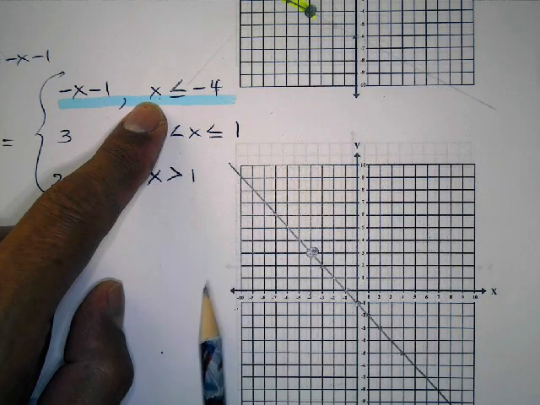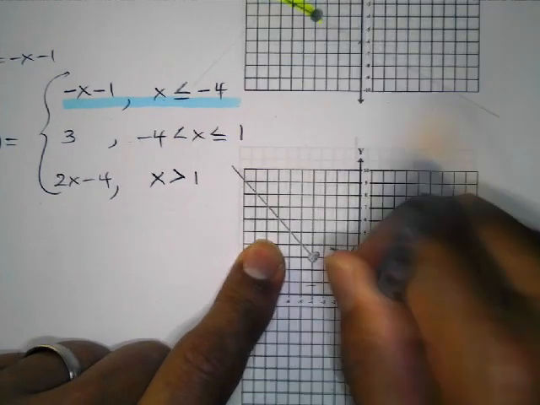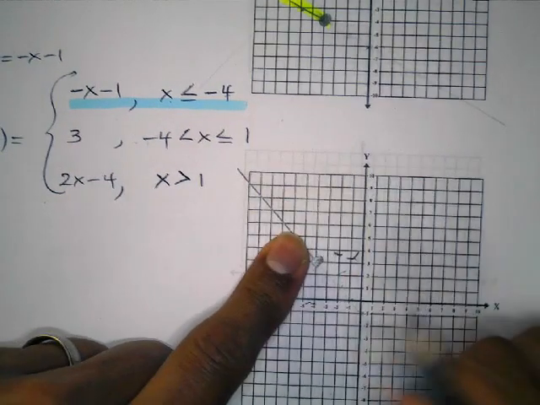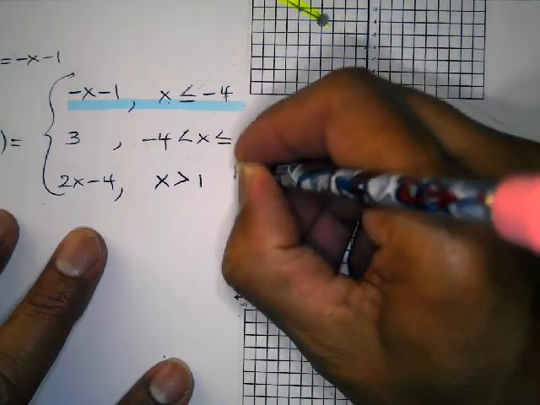So that means I'm going to keep this side, right? These are the values of x less than -4 over here. So that means I don't want to see this. I erase all of this.